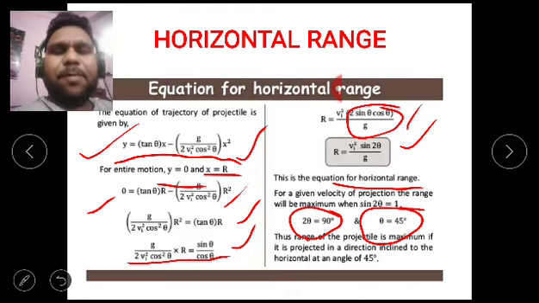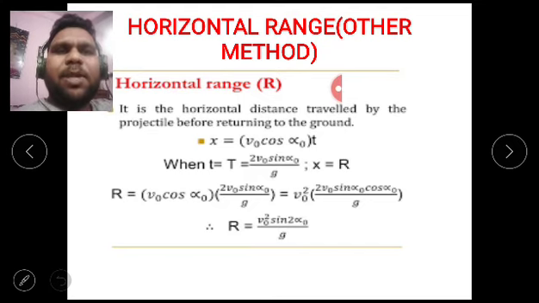Another method is like this. Okay, what is R? R is the horizontal displacement of the projectile. That means the horizontal distance traveled by the projectile before returning to ground. So we know that distance is equal to speed into time. When we are talking about the horizontal displacement, we will talk about the horizontal component of velocity. And what is the horizontal component of velocity? That is v0 cos alpha. And what is t? T is time of flight. So x will be equal to v0 cos alpha into t.